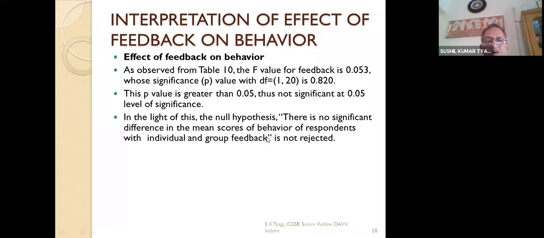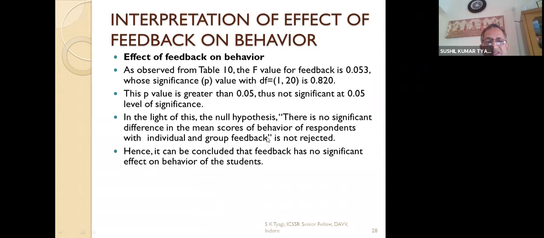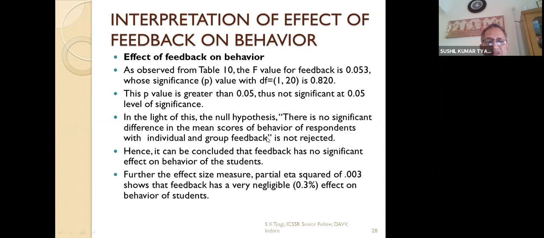Now make a decision about the null hypothesis. The null hypothesis, there is no significant difference in the mean scores of behavior of respondents with individual and group feedback, is not rejected. Therefore, feedback doesn't make any difference. Hence, it can be concluded that feedback has no significant effect on behavior of the student. Further, you need not interpret effect size in this case because there is no significant difference.